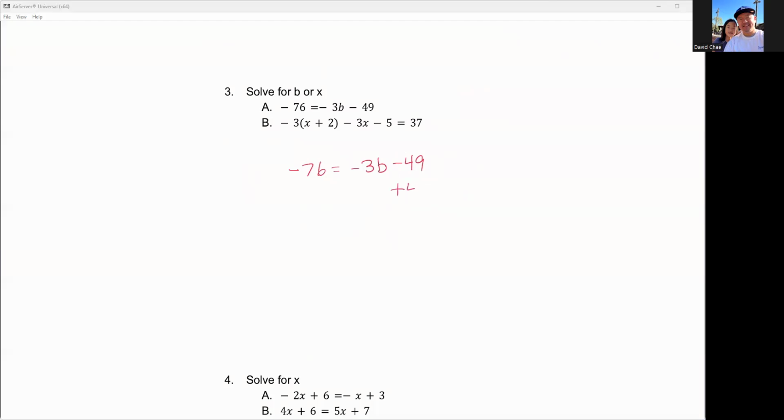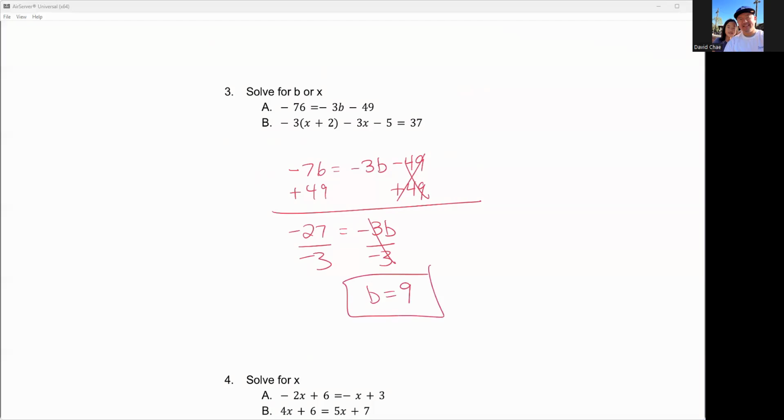Add 49 to both sides. So what's negative 76 plus 49? Anybody do that in their head? Negative 27, that's the day. Equals negative 3b. You divide by negative 3. So b is equal to, if you want to check too as well, negative 3 times 9 is negative 27. Negative 27 minus 49 is negative 76.